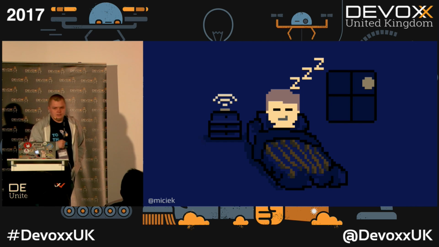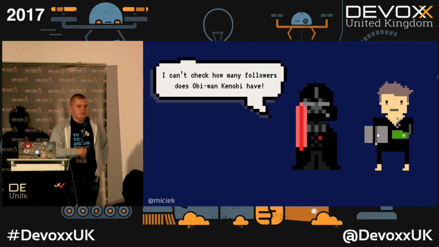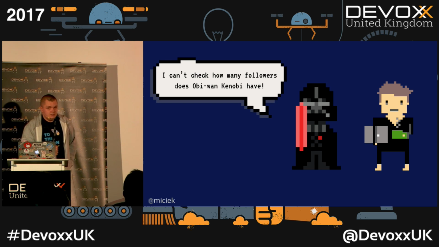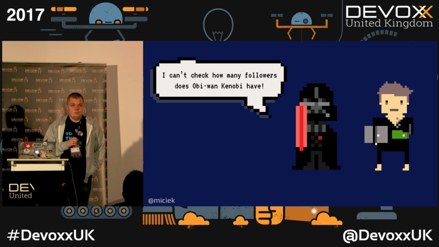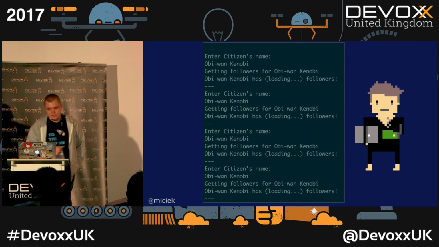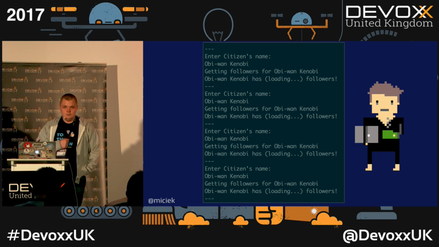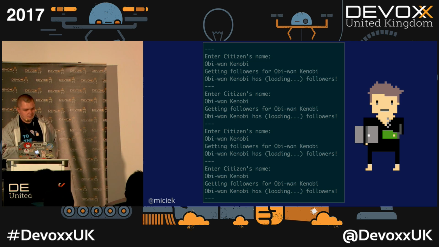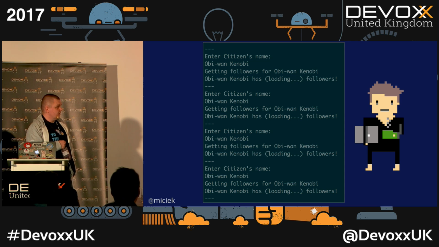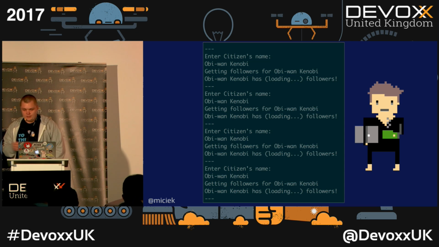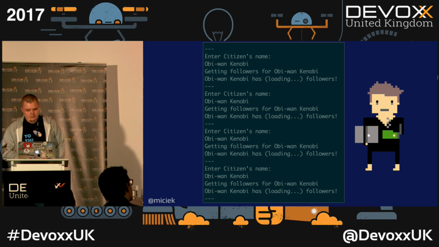One night, the telephone starts ringing, and it's our client again. He's not happy, and he files a bug report. He can't check how many followers Obi-Wan Kenobi has. Okay, so we run to our desk, fire up the helper console application we have to check things like that, and run the query against the production database, because why not? And we can see that really Obi-Wan Kenobi has loading followers all the time, even after 10, 20 seconds, always loading. So what happened?